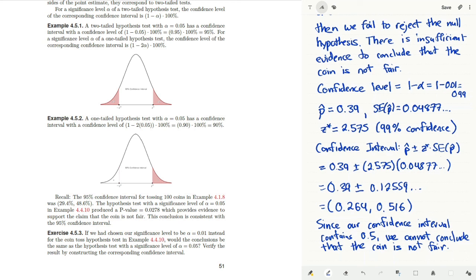And this will conclude our lesson for this video. In the next video, we will look at some of the types of errors that we can make when we perform a hypothesis test. And I'll see you then.